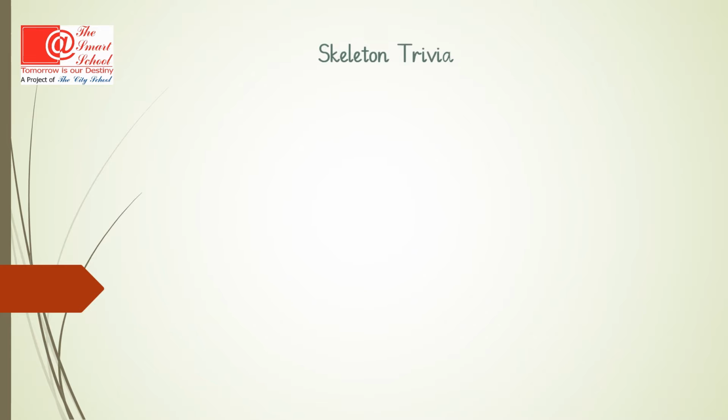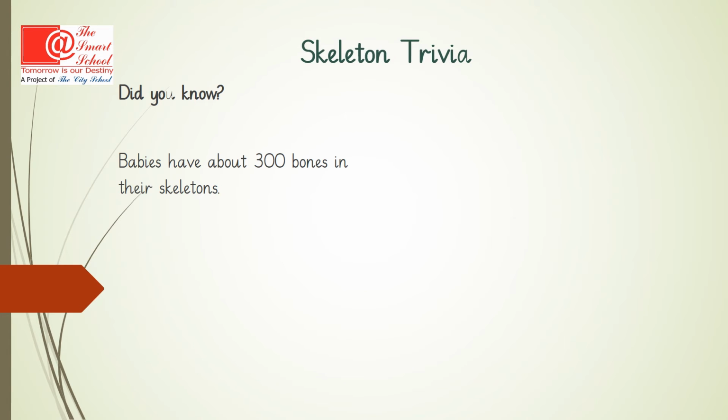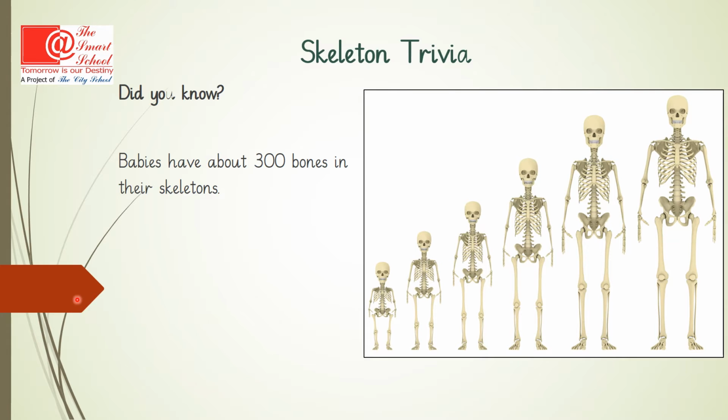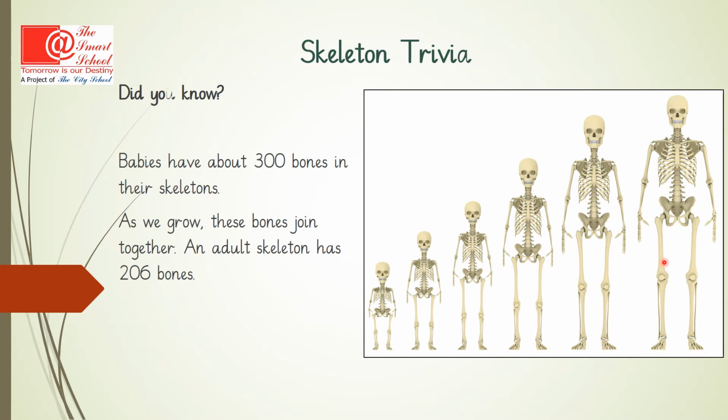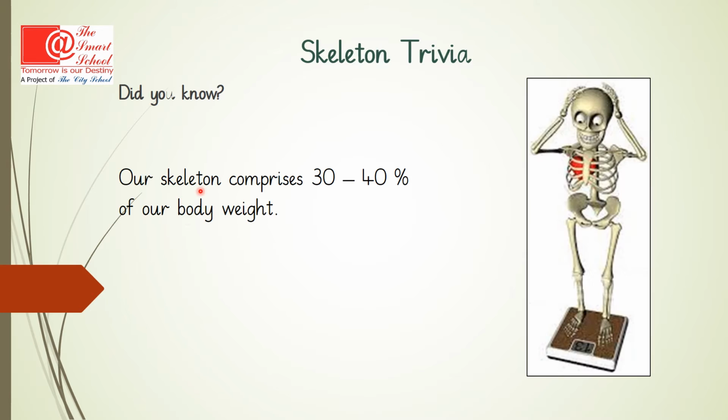Time for some skeleton trivia. Did you know that babies have about 300 bones in their skeletons? At the time when we are born, we have much higher number of bones in our body as compared to when we are adults. The reason is that as we grow, the bones in the body join together. An adult skeleton has only 206 bones. Did you know our skeleton comprises of 30 to 40% of our body weight?